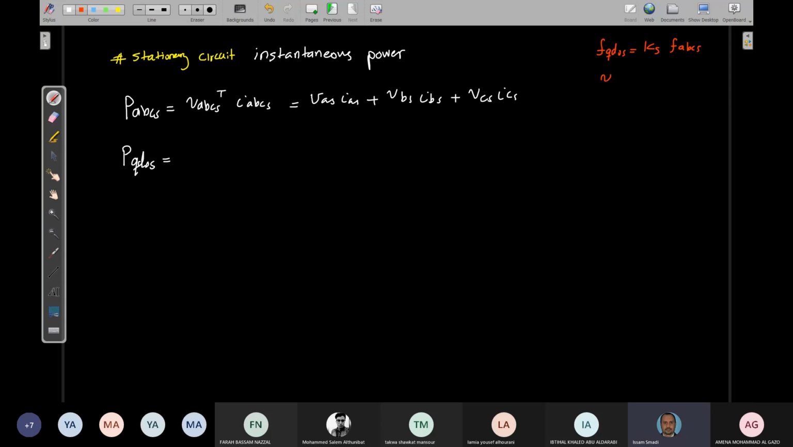So in terms of voltage, VABCS will equal KS inverse VQD0S. So this one, instead of this one, what will I write? I will write KS inverse VQD0S, all transpose. And instead of this one, what will I put? KS inverse IQD0S.